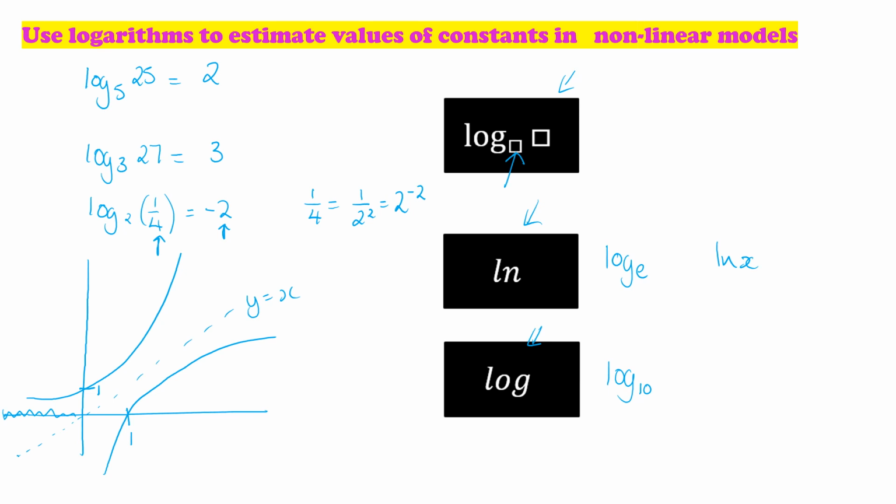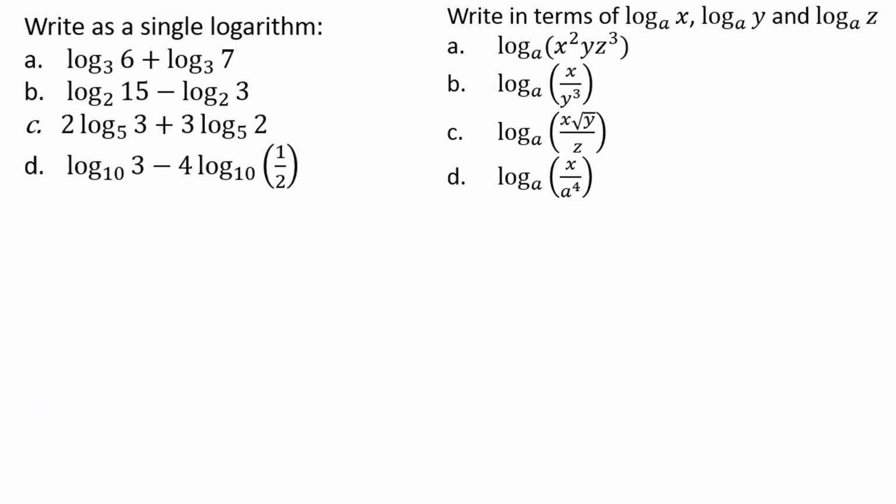Let's have a practice of using our rules. Because these are to the same base, then we can use that addition. What you've got to do is times those numbers. So writing it as a single log will be log to base 3 of 42. B, same log, so we just need to divide the numbers. So it's log to base 2 of 5. 15 divided by 3 is 5.